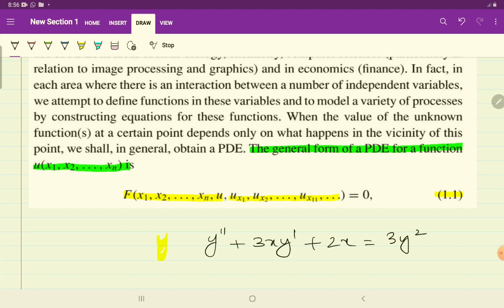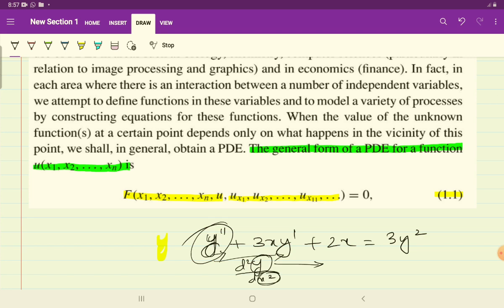For example, y double dash plus 3xy dash plus 2x is equal to 3y squared. So this is an ordinary differential equation. Here y double dash means d squared y by dx squared. So y is depending on x. Here the unknown function is y, and its derivatives are coming in this equation. They are not partial derivatives because there is only one independent variable x.